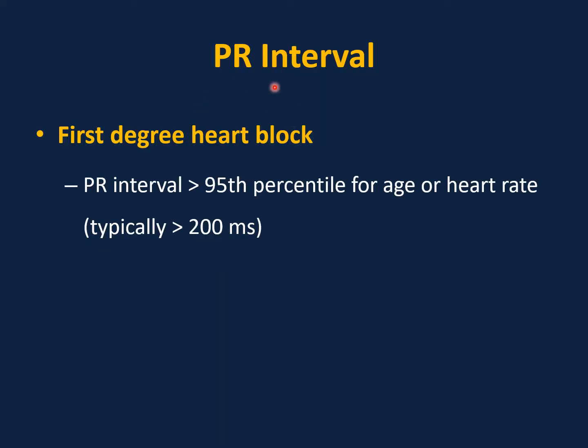If you find the PR interval is prolonged in all leads, this is first degree heart block. If the PR interval is more than the 95th percentile for age or heart rate, this is first degree heart block. Typically if it's more than 200 milliseconds or 1 large square.